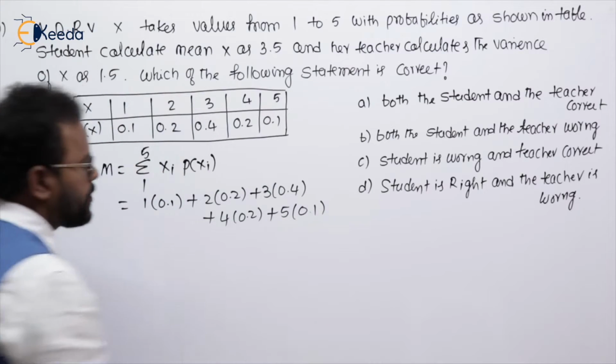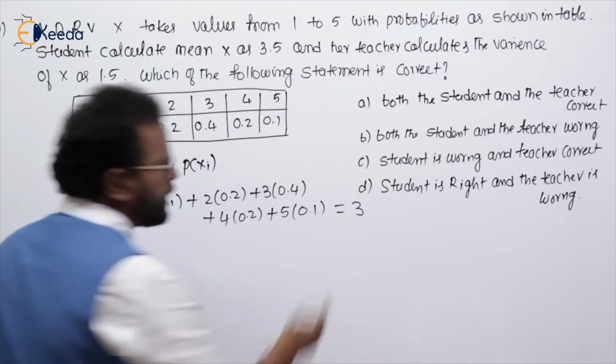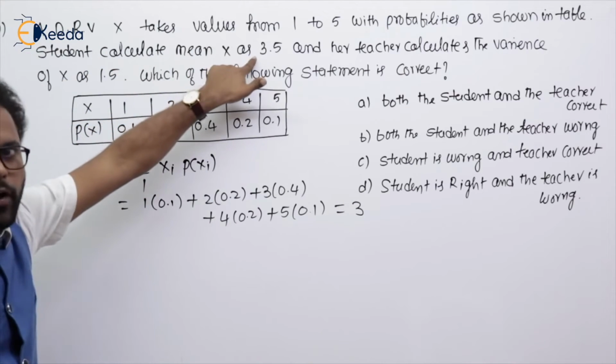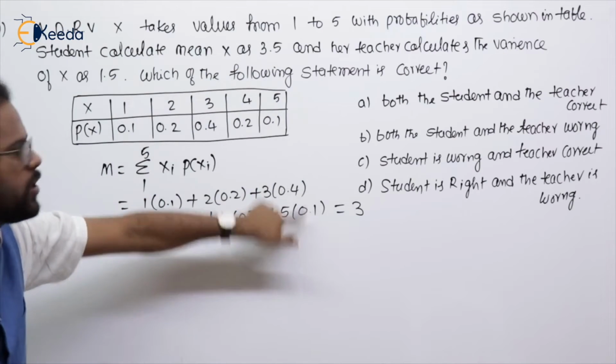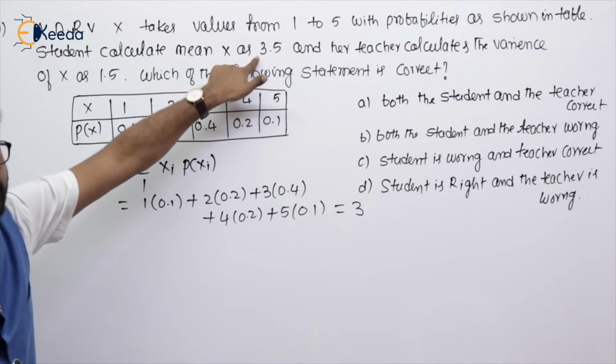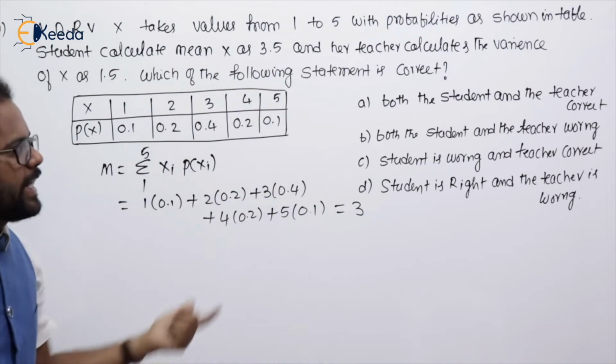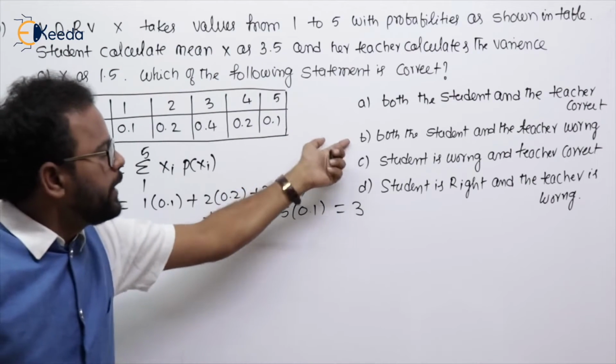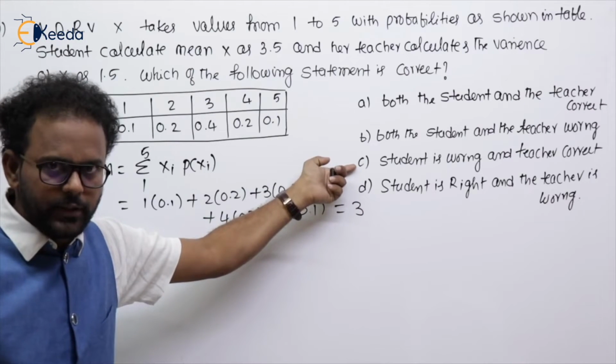If you calculate this value, you will get the value as 3. But how much did the student calculate as the mean? 3.5. But the actual value we got is 3. So the student is wrong. So I can say directly here 2 options I can avoid. Maybe B or C. Student is wrong.